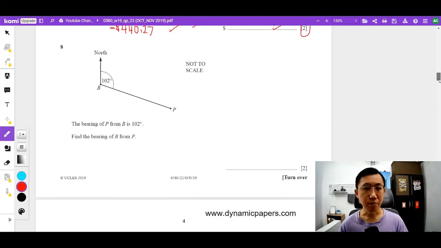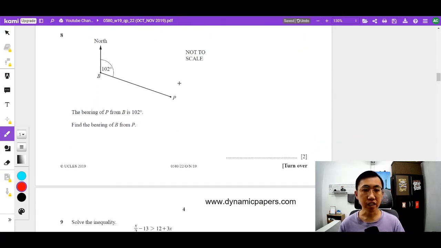Okay, question 8 is a bearing question. Let's read the bearing of P from B. So always highlight the keyword from B and check if the north line has been drawn for you. Yes, indeed. And they given you the data drawn here, 102 degree. Alright. Find the bearing of B from P. So highlight the keyword from P, and every time when I see the keyword from, I have to draw a north line. So you use your ruler, draw vertically upwards.